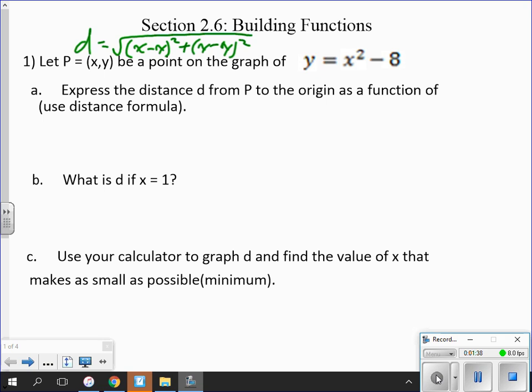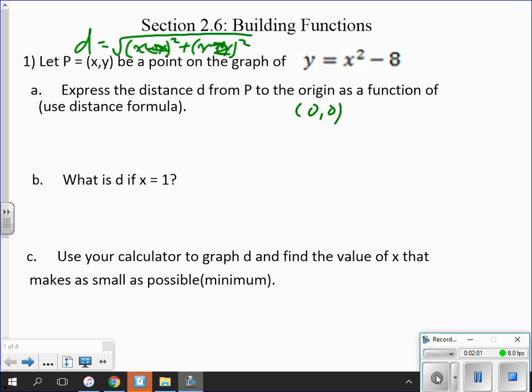Subscripts don't make any difference. Don't get all worked up because you don't have the right point in front. Doesn't matter with the distance formula. You just have your two x coordinates and your two y coordinates. Now, the origin. What are the coordinates of the origin? 0, 0, which is really nice, which means this is 0, and this is 0 for our work.